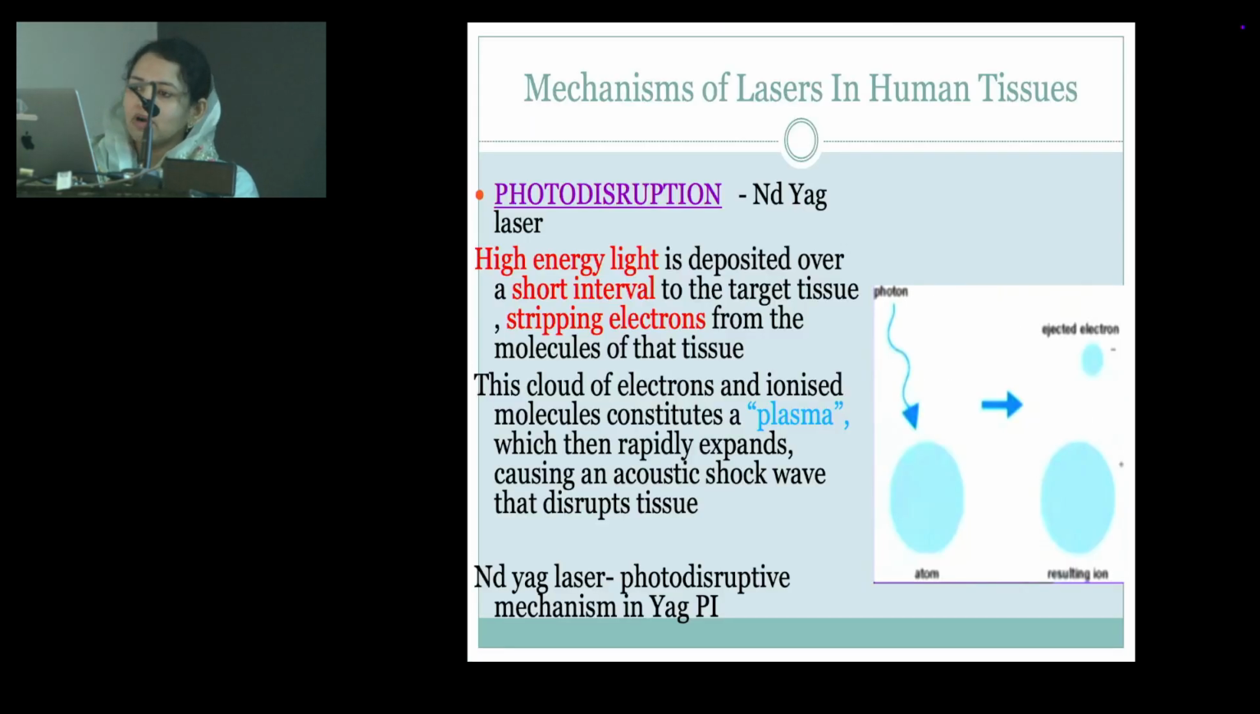What are the mechanisms of lasers in human tissue? First important mechanism is the photodisruption that is used in the Nd:YAG laser. This high energy light is deposited over a short interval to a target tissue, and there will be a stripping of electrons, and these electrons will form a cloud, and the ionized molecules constitute a plasma, which then rapidly expands and causes an acoustic shock wave that disrupts the tissues. That is used in the Nd:YAG laser peripheral iridotomy.